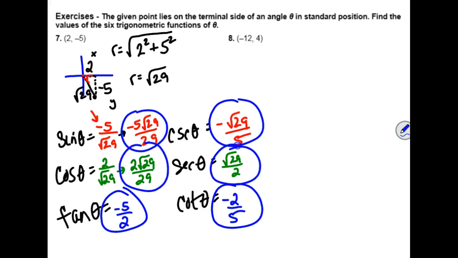Who's positive? Cosine and secant, his buddy. What quadrant are you in? Quadrant 4. Should that have worked out that way? Is that the quadrant where cosine is positive and the other ones are negative? Yeah, perfect. Okay, so that's a nice little double check. You could imagine if you graph this in the wrong quadrant, you're going to be in trouble.